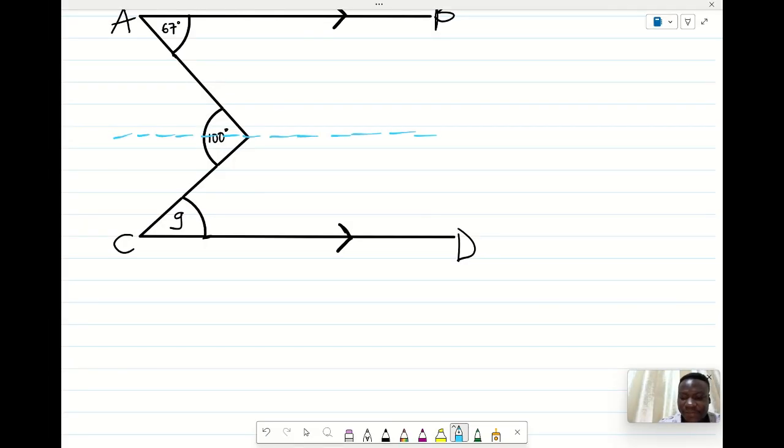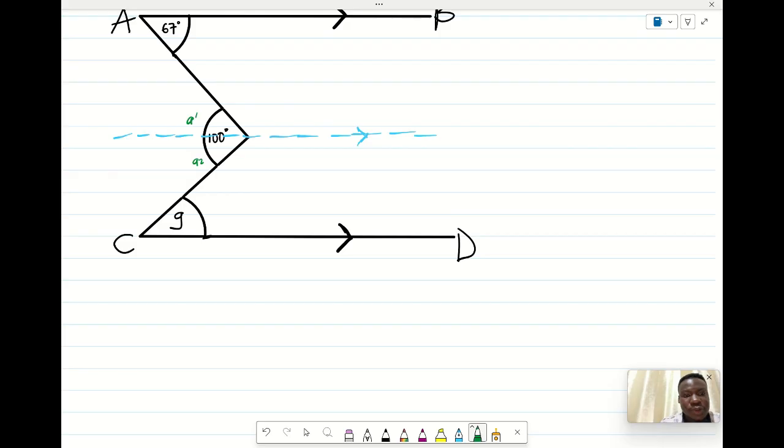After doing this, that is, we have drawn a third parallel line, a line that is also parallel to line AP and also line CD. So you clearly see that this 100 degrees angle has been divided into two, that is the upper part and the lower part. Let's label the upper part as A1 and the lower part as A2.